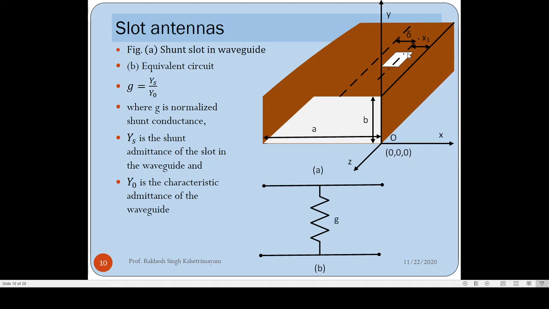We have an equivalent circuit for this slot on the waveguide walls. This is a simple equivalent circuit. You can derive it actually. So this G is actually a normalized G. Let's say Ys is the shunt admittance of the slot in the waveguide wall. Y0 is the characteristic admittance of the waveguide mode. Then G is basically Ys by Y0. So G is the normalized shunt conductance of the shunt slot we have on the waveguide walls. This is only one slot. We can have many of them. Then we can form an antenna array.